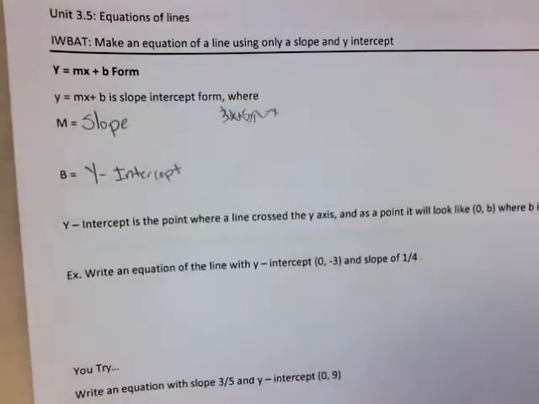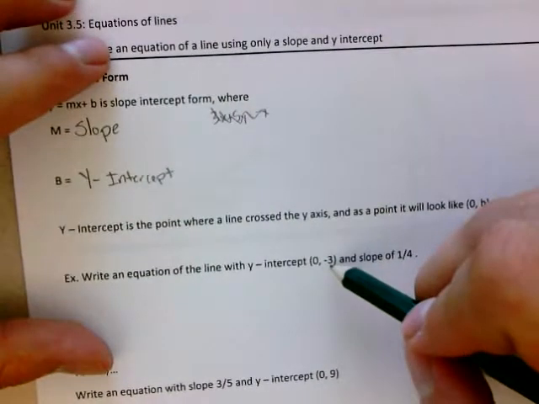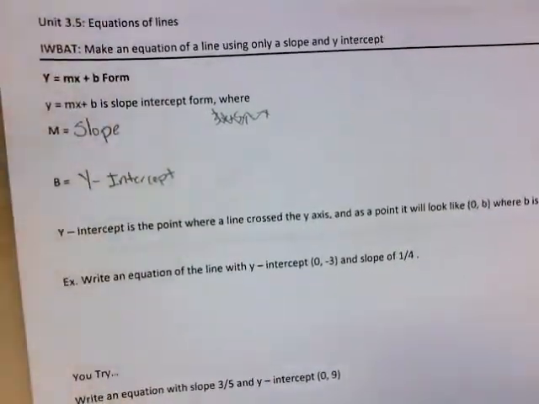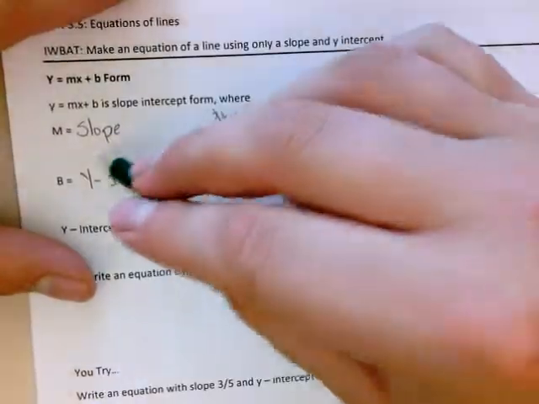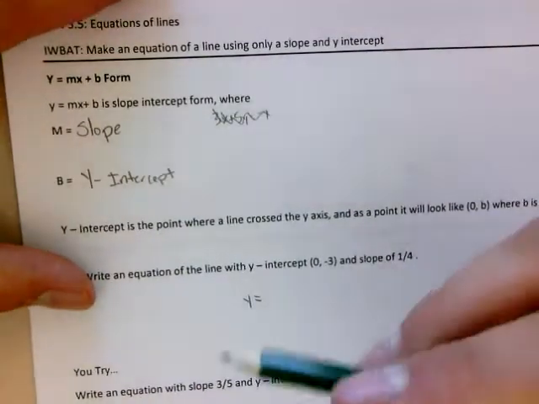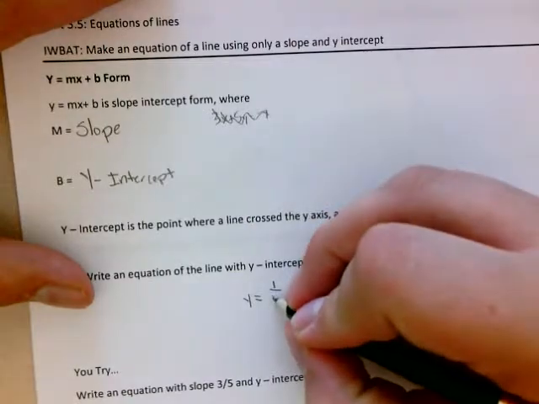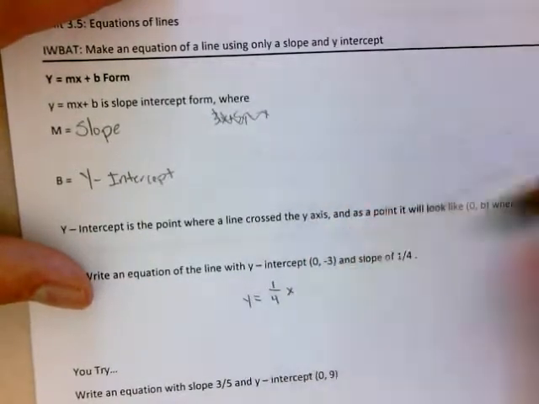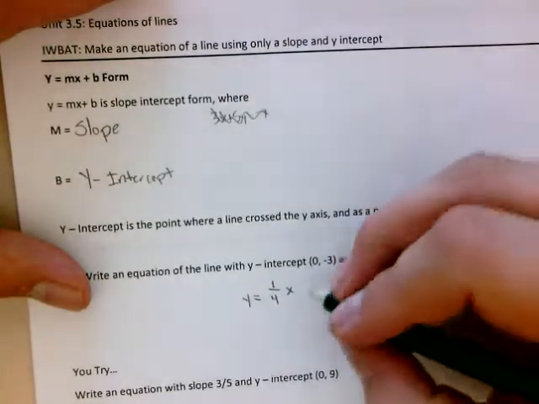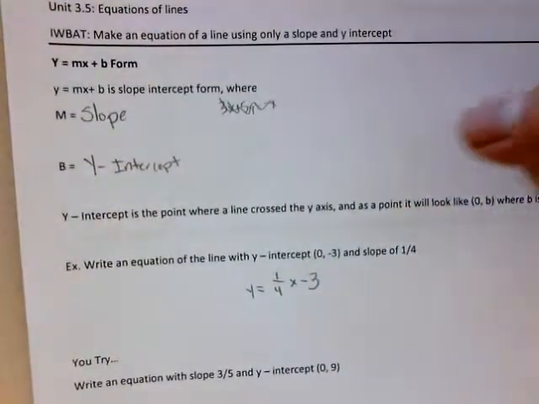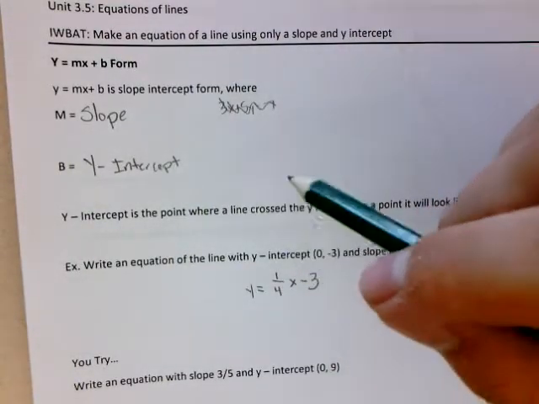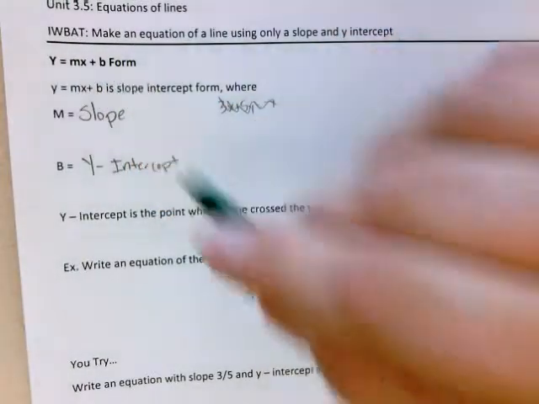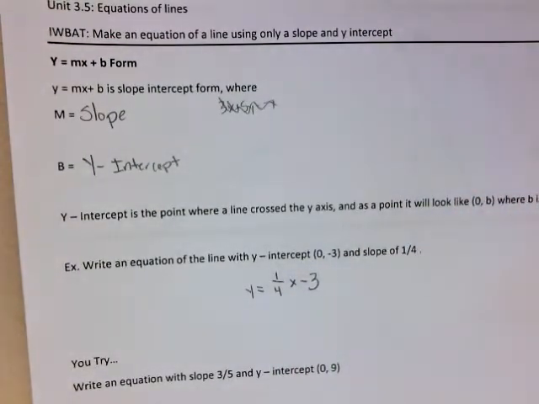So first, write an equation of the line whose y-intercept is 0, -3. That means our y-intercept is -3, and slope is 1/4. Since it's y equals mx plus b, we're going to put y equals. M is the slope, so our slope right here is 1/4. So we put 1/4 where the m would go, x behind the 1/4. And since this is a -3, we're going to put -3. That's all you got to do. We have our slope and we have our y-intercept. All we did was change out the m and the b to be 1/4 and -3.